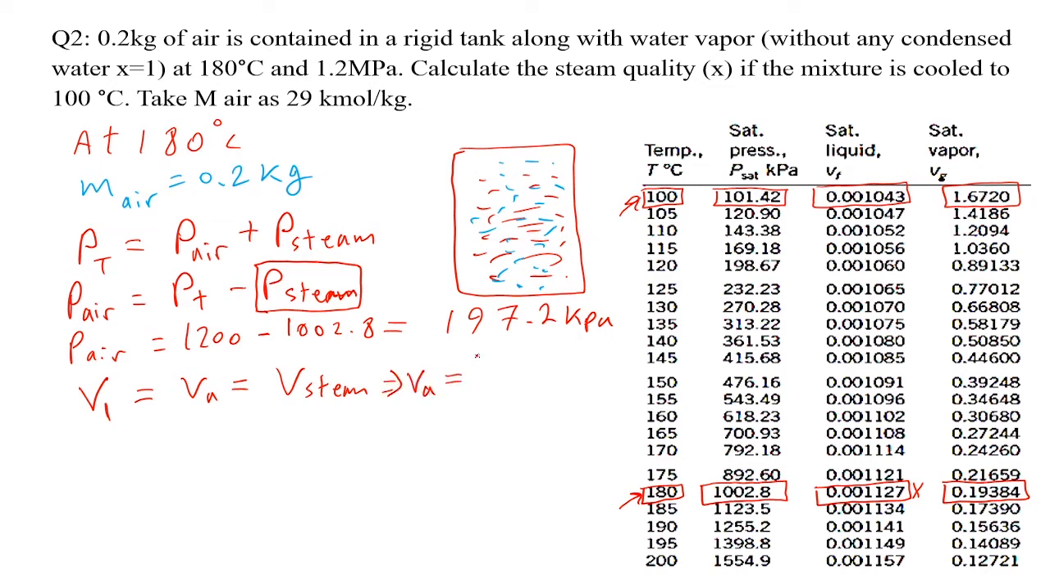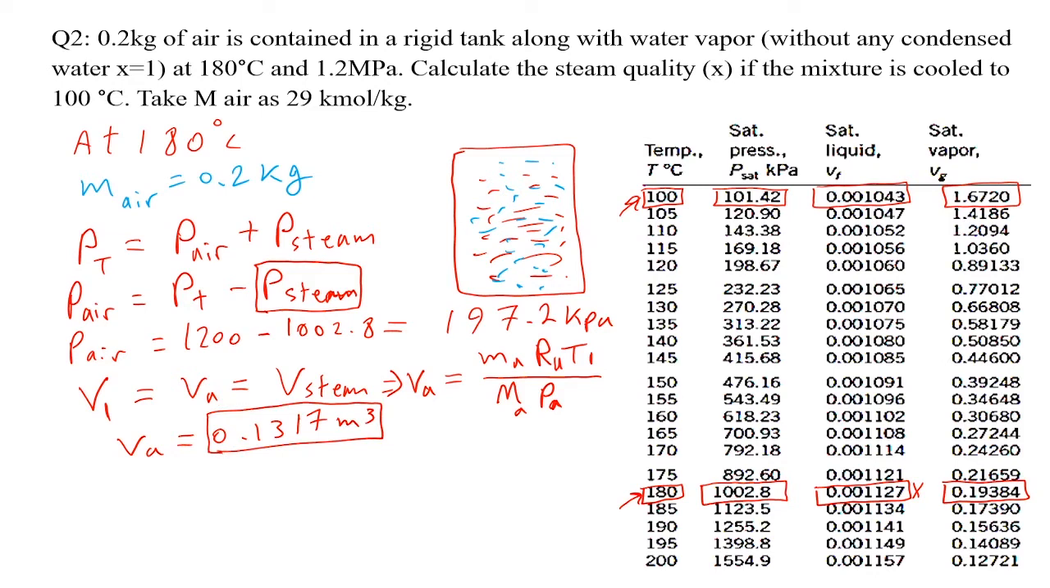So volume of air equals mass of air multiplied by R T at the first point, which is 180 degrees Celsius, but we have to convert into Kelvin, divided by the pressure. But we don't know the gas constant for air, so we use the universal gas constant and divide by the molar mass for air. So we take molar mass for air approximately to be 29 kilogram per kilomole. So the volume of air we calculate will be 0.1317 meter cube, which is the volume of the vessel.